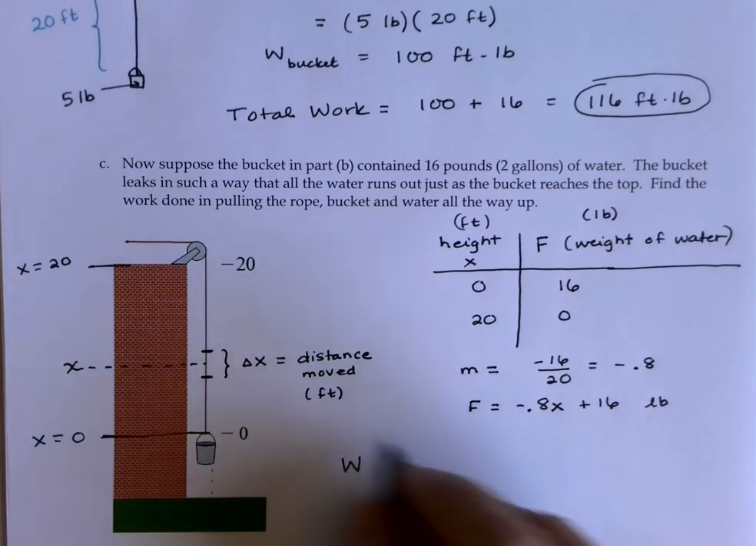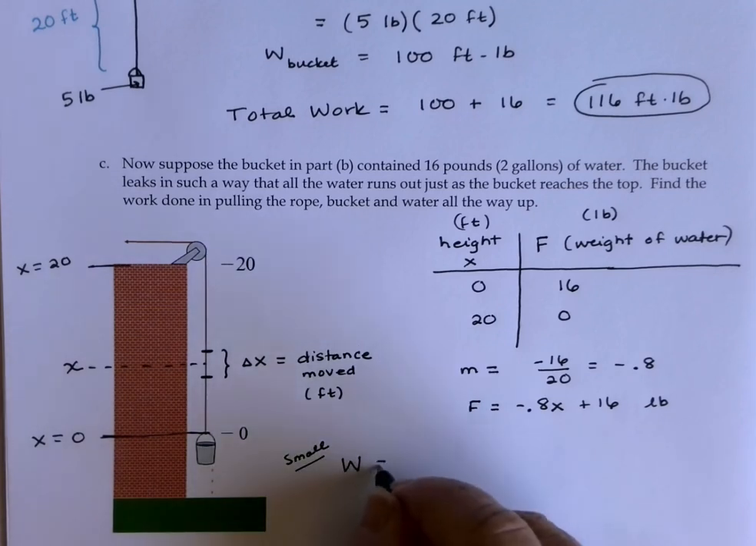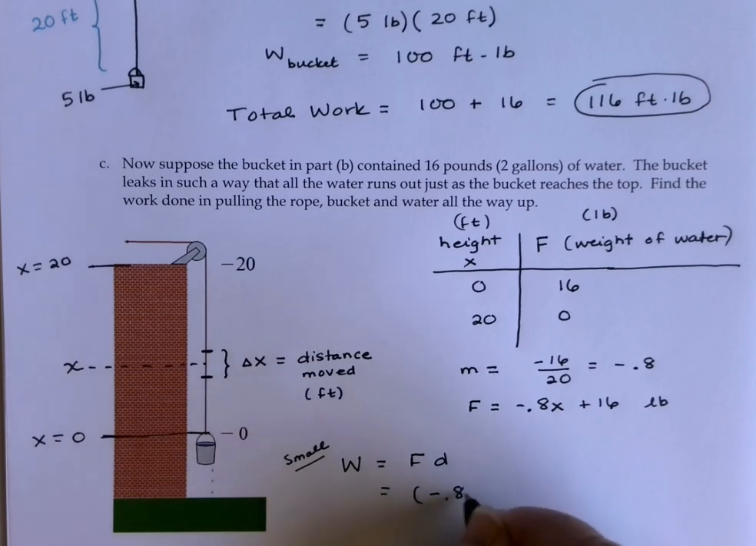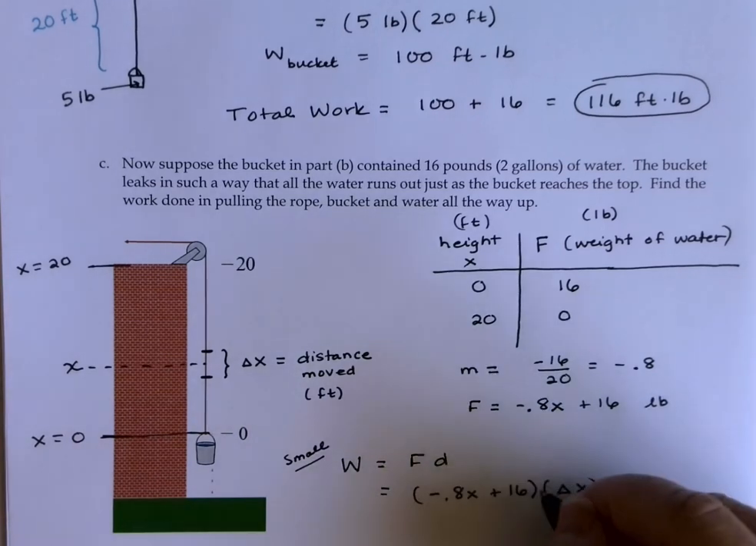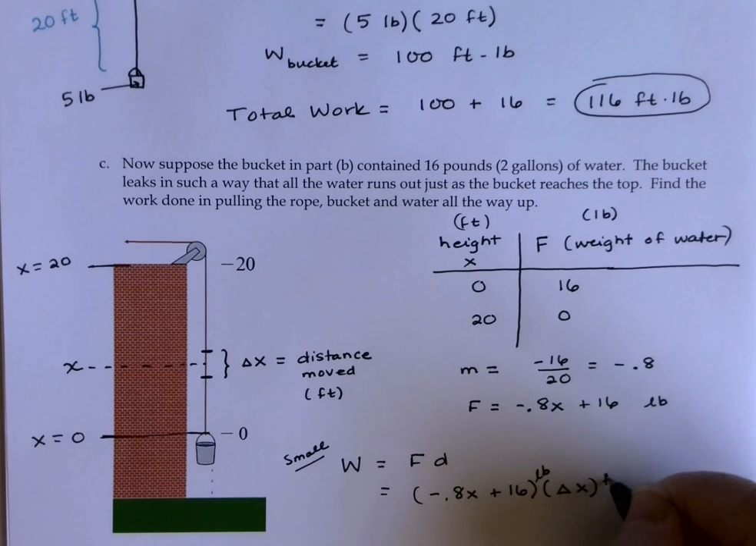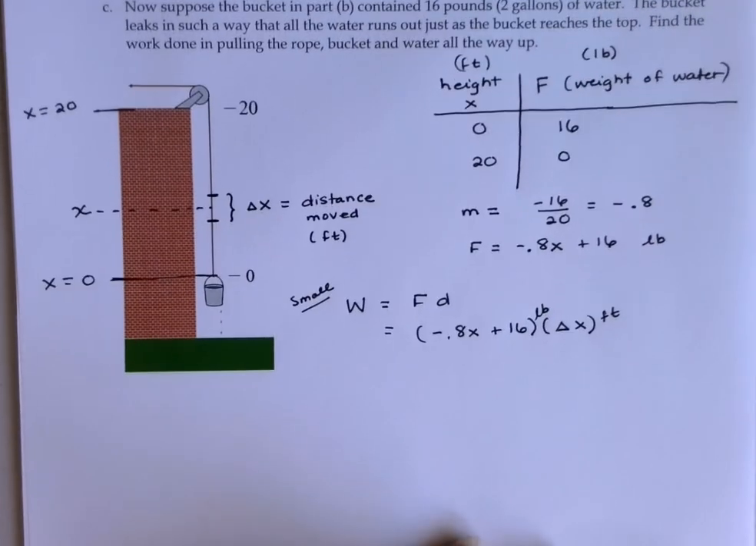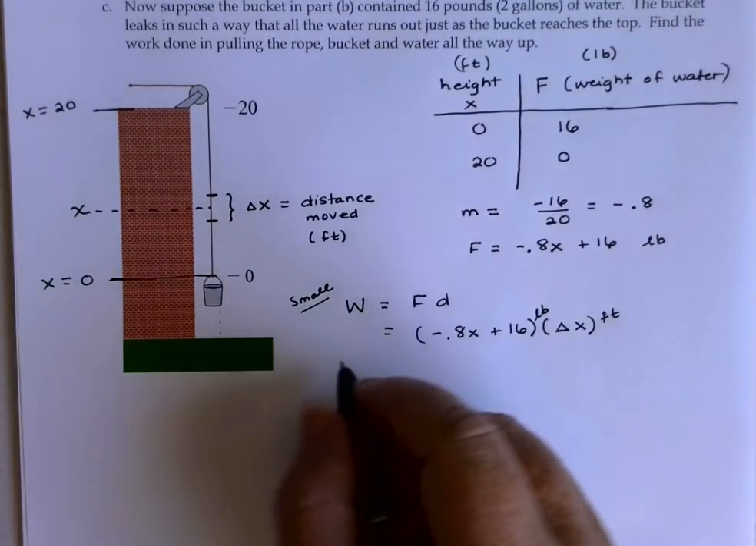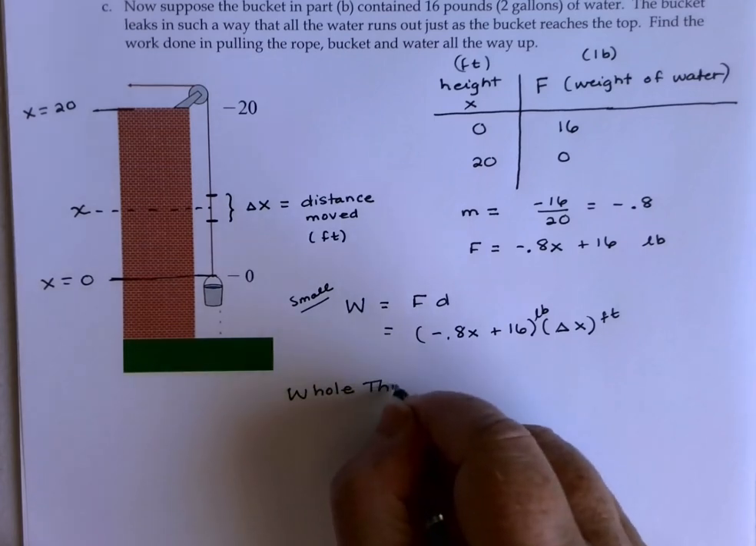My little piece of work, moving it just through that small distance, is force times distance, negative 0.8x plus 16 times delta x. And I missed my units. That would be pounds, and that would be feet. So I do have foot-pounds, a legitimate set of units for work. All right, we got the small piece. We are ready to do the whole thing.